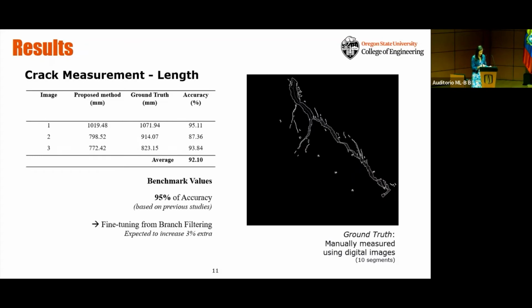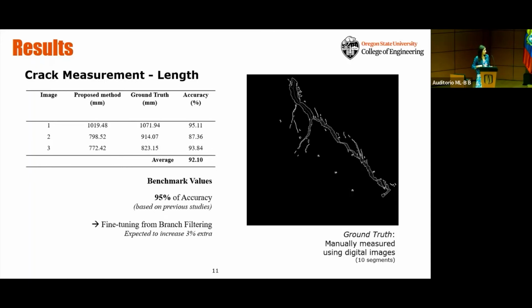And these are our results on the length. So this is the result that we obtained using our proposed method, and the ground truth results. As you see, the rough average accuracy is about 92%. The ground truth we manually measured on the image. We just manually measured the crack length.